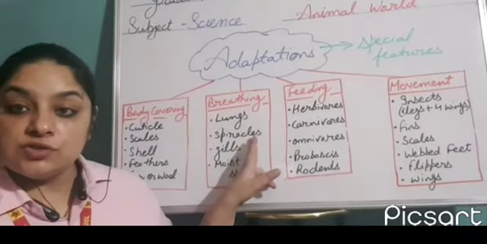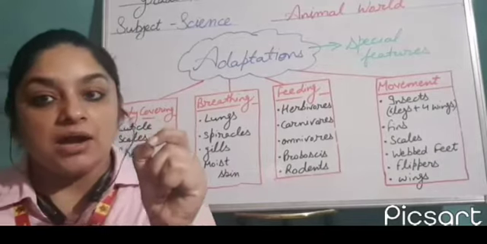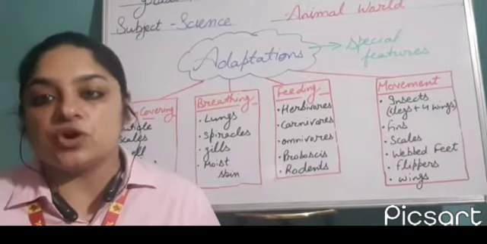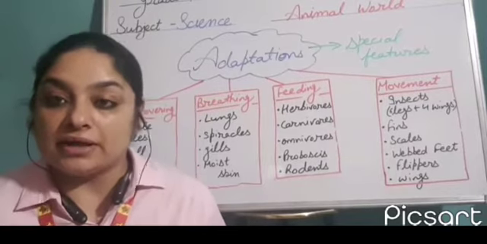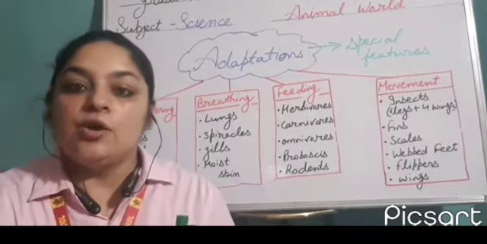Insects, grasshopper, cockroach, breathe with the help of small holes which are present on either side of their body for the exchange of gases. These are known as spiracles. And these spiracles form a network-like structure inside. We call it trachea.